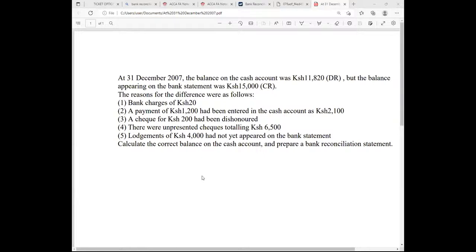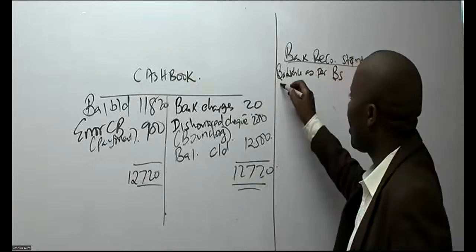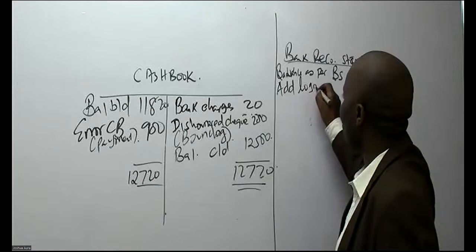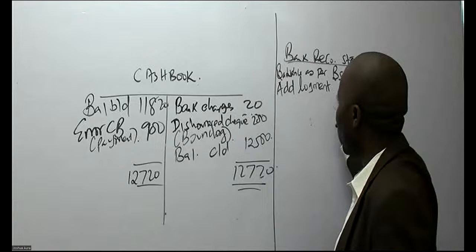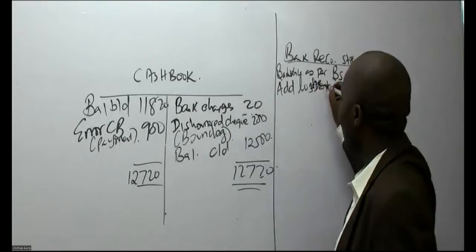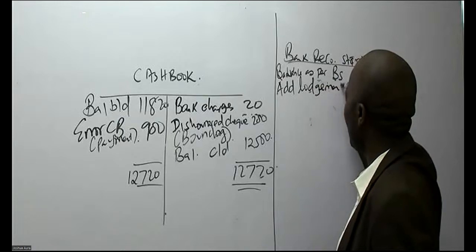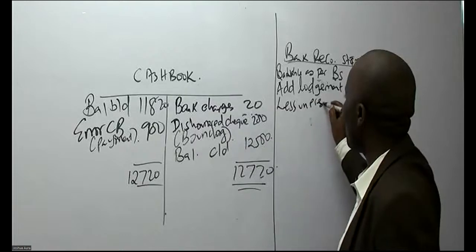15,000. Now, ladies and gentlemen, after that, the next thing I'm supposed to be doing, once I have this figure, I know straight away what I'm supposed to be thinking about. I'll come here and add any unrecorded lodgements. Any unrecorded lodgement will be added here, and then we less any unpresented checks.